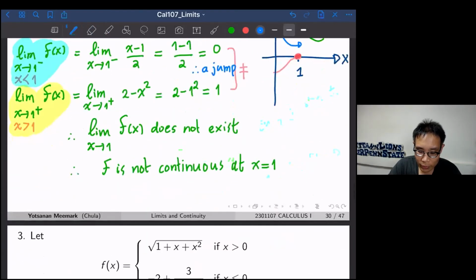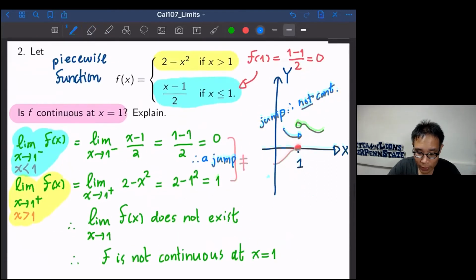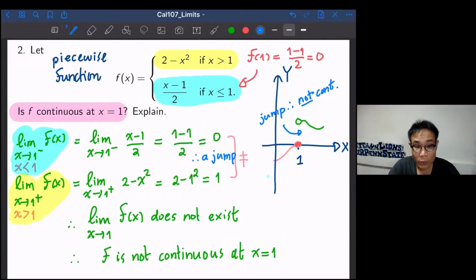So the difference here, okay, so we're gonna do another one. So you have f is not continuous at x equal to 1, and in this case, the left limit is not equal to the right limit. The behavior of the function turned out to be a jump.